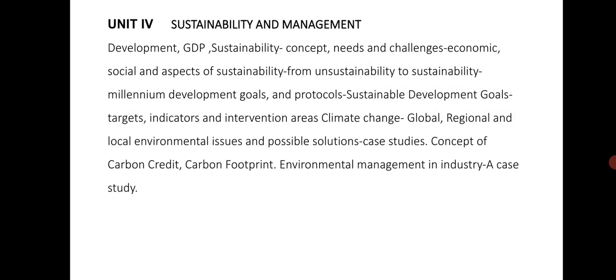Fourth unit is sustainability and management. It is a new unit. In this unit we discuss what is meant by GDP, what we mean by sustainability, its concepts, needs and challenges. Similarly, it describes sustainable development goals and the indicators and intervention areas like climate change. The concept of carbon credit, carbon footprint and environmental management in industry are also discussed.